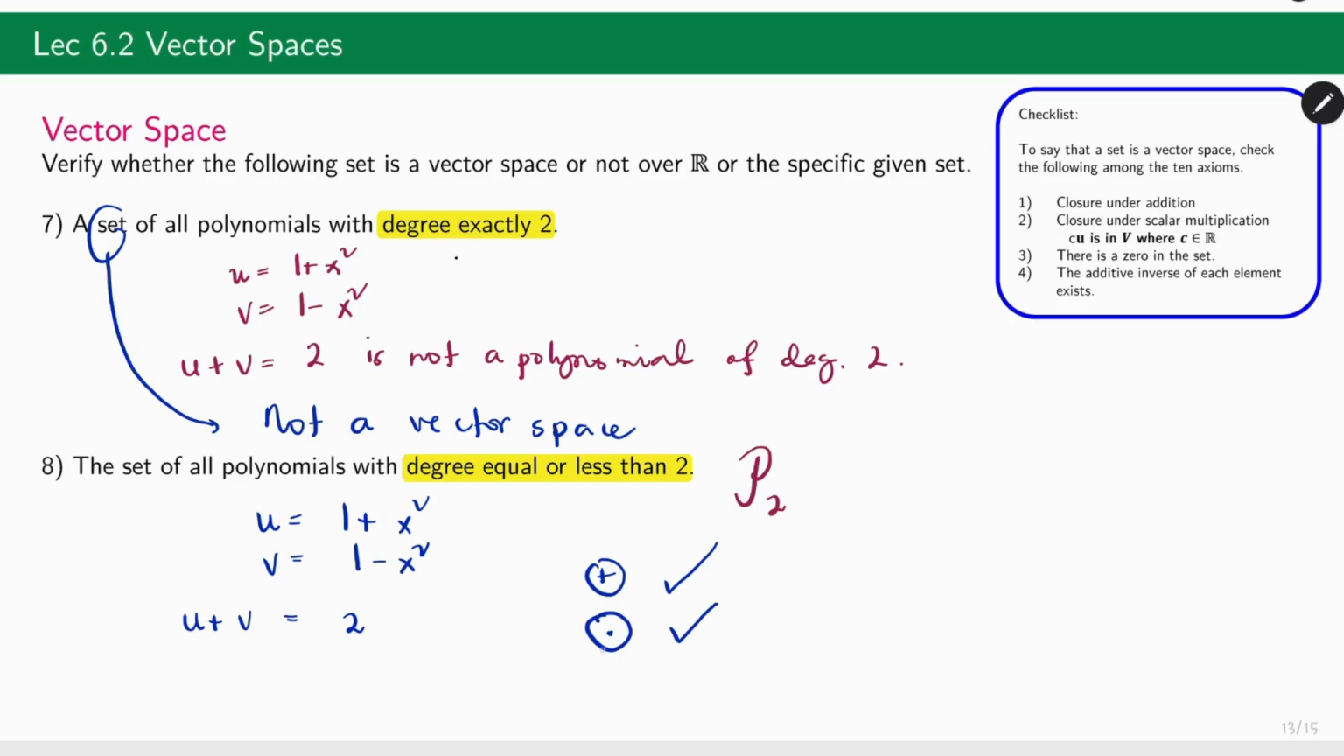Third, there is a 0 in the set. This is correct because we have the 0 polynomial. And the additive inverse of each element exists. This is also true because we can get the negative counterpart of this one, that will be negative 1 minus x squared, which is still a polynomial.